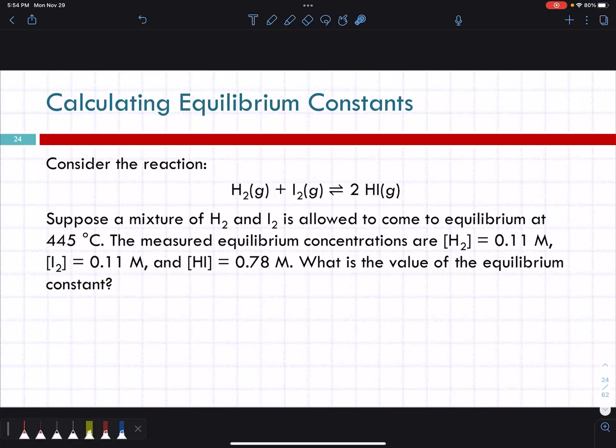Suppose a mixture of hydrogen and iodine is allowed to come to an equilibrium at 445 degrees C. The measured equilibrium concentrations, so these are the concentrations of each of the reactants and products at equilibrium at this temperature. So we've got 0.11 molar hydrogen, 0.11 molar iodine, and our hydrogen iodide is 0.78 molar. So what is the value of the equilibrium constant?